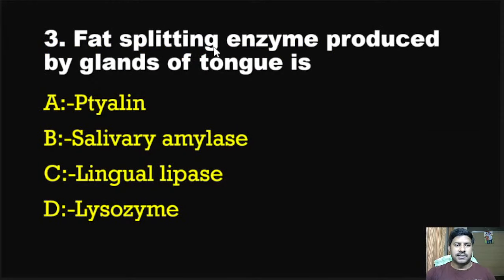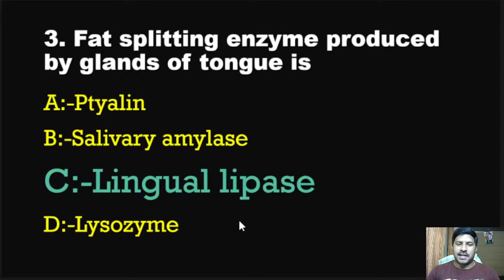Third question, this is an easy question. Fat splitting enzymes produced by glands of the tongue is: ptyalin, salivary amylase, lingual lipase, lysozyme. Fat splitting enzymes are produced by the tongue, stomach and pancreas. Here specifically which one is produced by the tongue is asked. Correct answer here, that is lingual lipase.